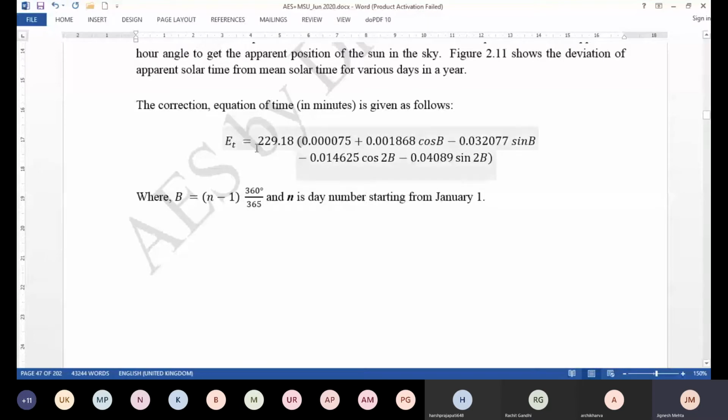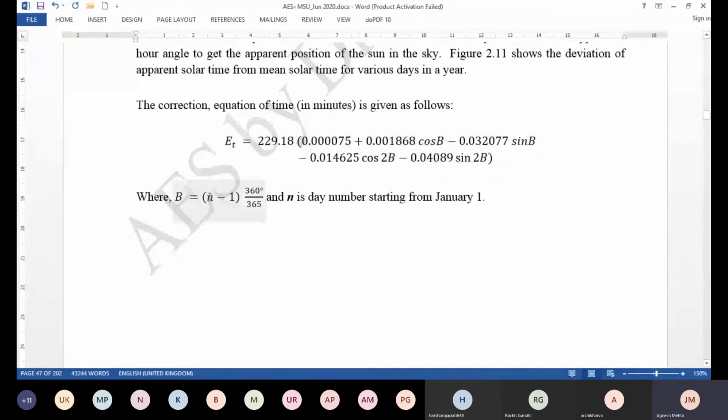So the equation of time correction, it's this big equation, but if it is to be used, the equation will be given to you. So you don't need to mug up this equation, but if required, you should be able to calculate the value of this number, the equation of time correction, and the answer that you will get will be in minutes. So it has this cos B and sin B. Now what is this B?